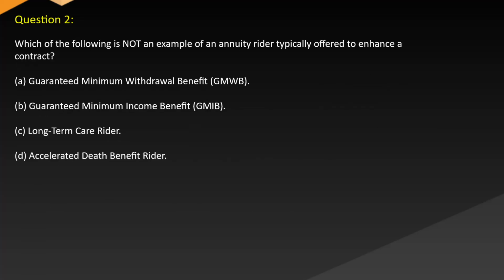Question 2. Which of the following is not an example of an annuity rider typically offered to enhance a contract? A. Guaranteed minimum withdrawal benefit. B. Guaranteed minimum income benefit (GMIB). C. Long-term care rider. D. Accelerated death benefit rider.